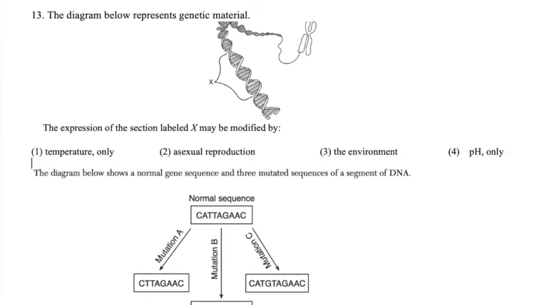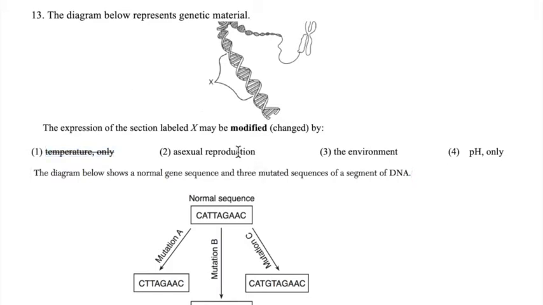The next one, 13, the diagram represents genetic material. The expression of the section labeled X may be modified. Now this is a pretty tricky one. So what does modified mean? Modified is our keyword. It means changed. What can be changed? Letter X. What is X pointing to? DNA. So they're asking you, how will DNA change? Now let's think about this. Can I physically change DNA from temperature? If it's too hot, will it change my DNA? It will not.